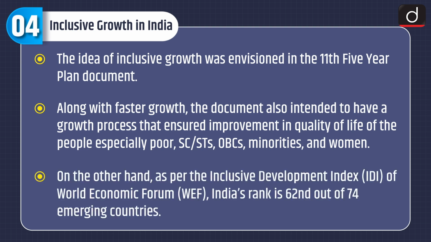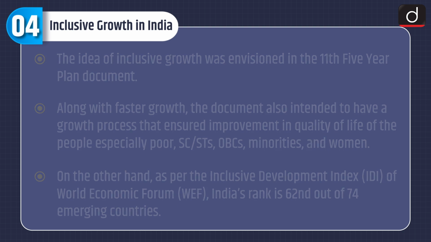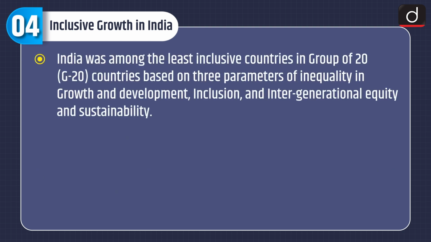On the other hand, as per the Inclusive Development Index of World Economic Forum, India's rank is 62nd out of 74 emerging countries. India was among the least inclusive countries in the group of 20 countries based on 3 parameters of inequality in growth and development, inclusion, and intergenerational equity and sustainability.